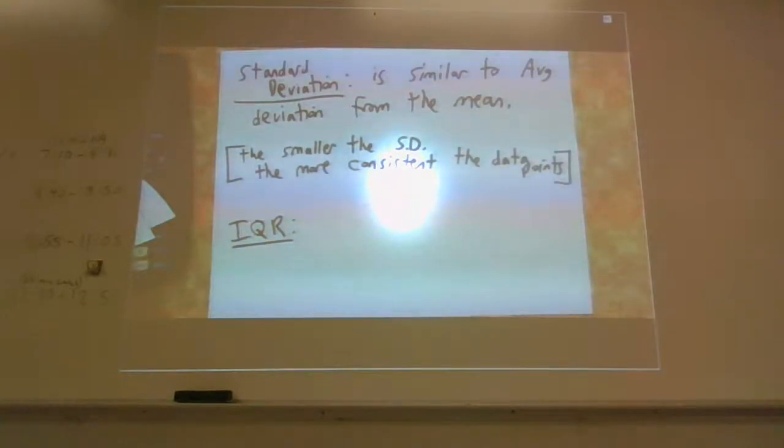Range is completely subject to outliers. If you have a giant outlier in one direction or the other, then your range is completely screwed up. They told me that was important. No, it's not.